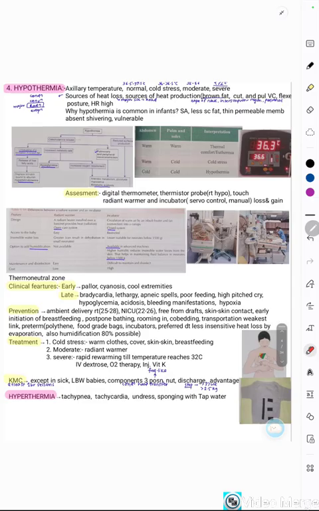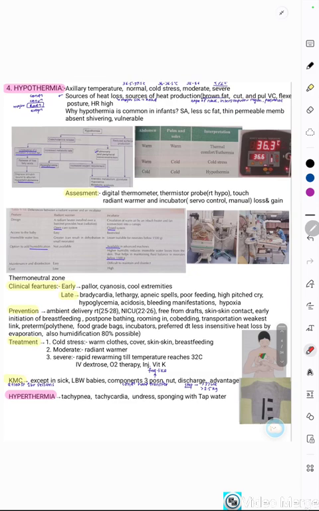The sources of heat loss in babies are going to be conduction, convection, radiation, and evaporation, out of which radiation is the most common and most prominent. Sources of heat production are the brown fat that is deposited at the nape of the neck or in the perirenal region or interscapular region. So the uncoupling leading to oxidation of this fat leads to heat production. Then cutaneous and pulmonary vasoconstriction and flexed posture.